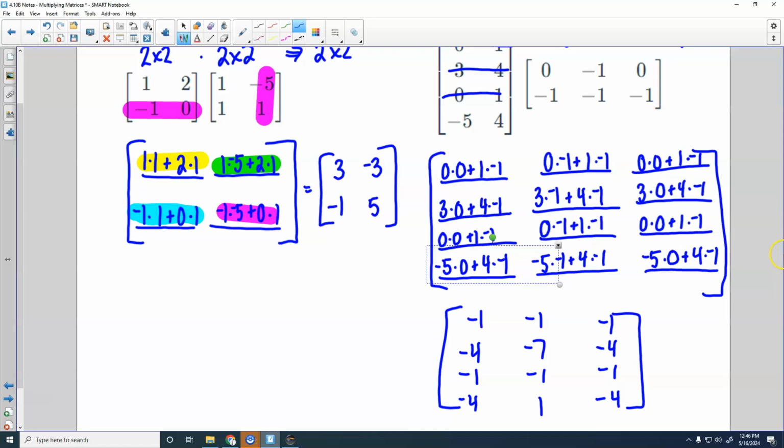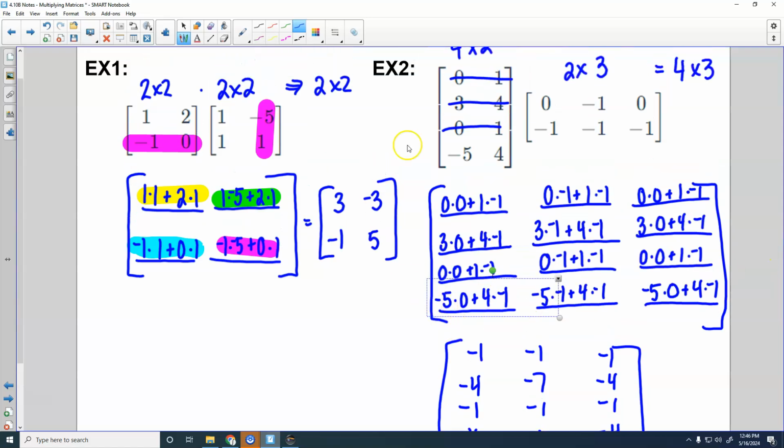For that bottom row, for this spot right here, you're multiplying this row by the first column. So it's negative 5 times 0 plus 4 times negative 1 for that. So that 0 right there in the top is where it's coming from. Notice the middle one doesn't have a 0 because that column doesn't have any zeros. But then there's another 0 over here because that column has one.